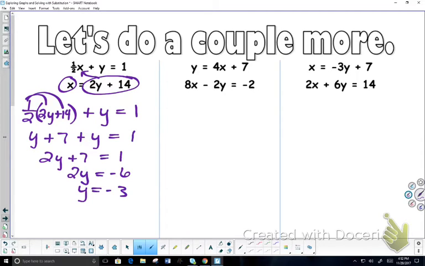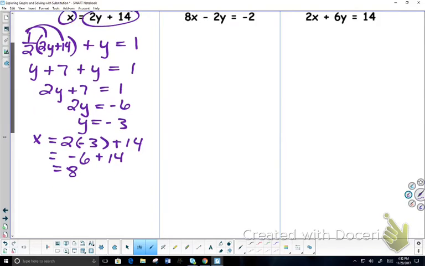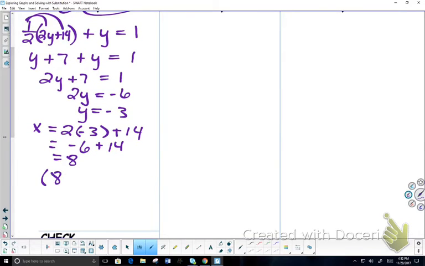Now I'm going to take that y and plug it back into one of those equations. I'm going to pick the one that I think would be easier. So I'm going to say x equals 2 times y plus 14. Instead of putting in y, I'll put in what y equals, which is -3. I have -6 plus 14, so x is going to equal 8. Therefore, we have a point of x is 8, y is -3. Always be careful to pay attention to the order that you plug those in.